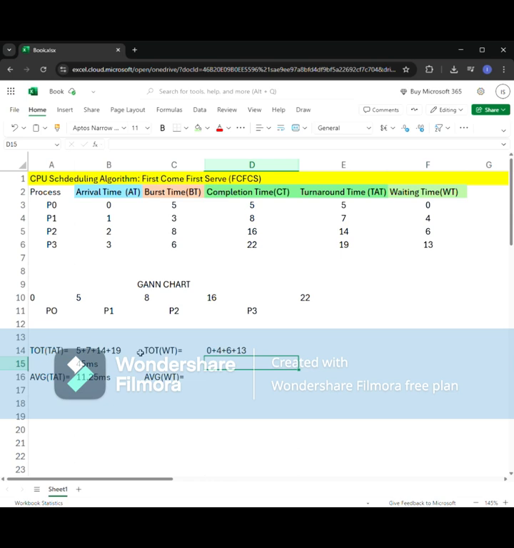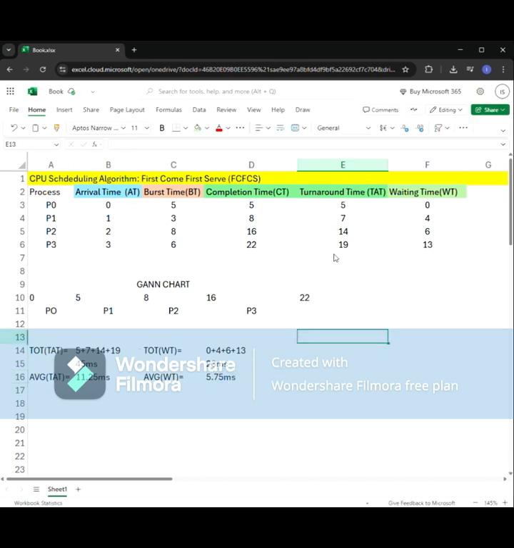Next, let's get the total and average of waiting time. To get the total waiting time, we add P0, P1, P2, P3, that's 0 plus 4 plus 6 plus 13 equals 23 milliseconds. After we get the total waiting time, let's get the average waiting time. We divide the total waiting time by the number of processes. 23 divided by 4 equals 5.75 milliseconds. And this is the result of the total and average of waiting time.